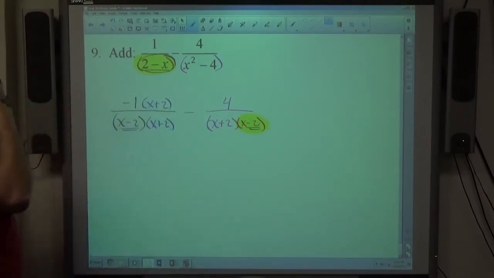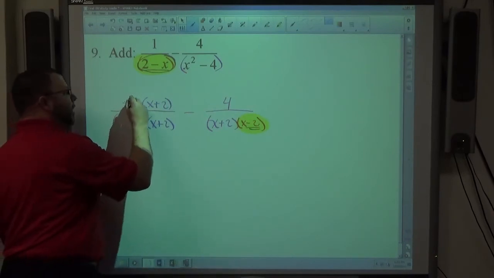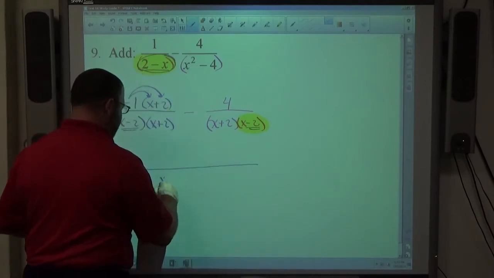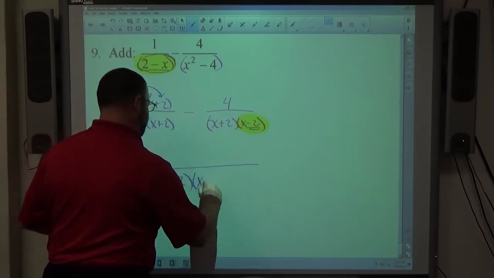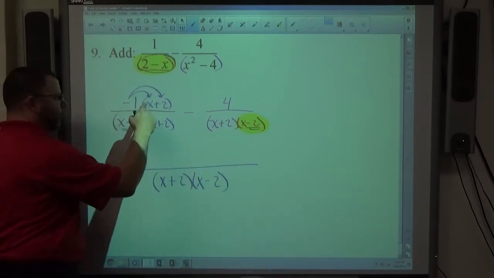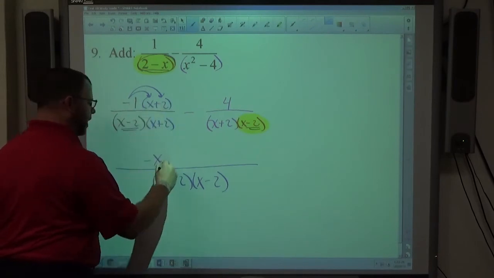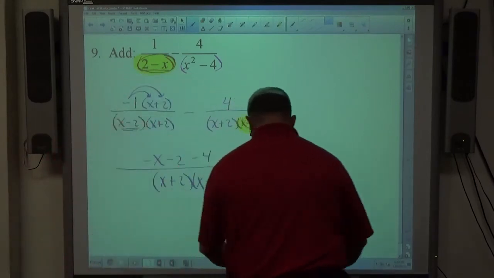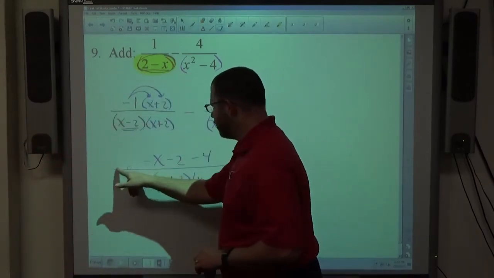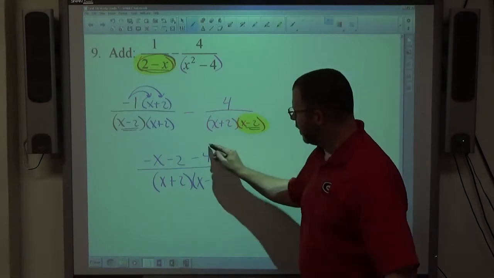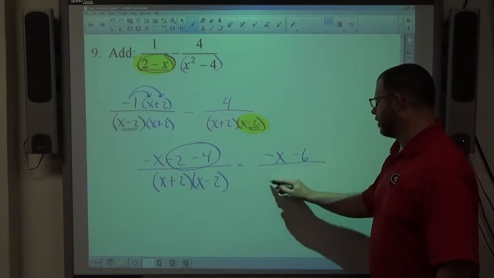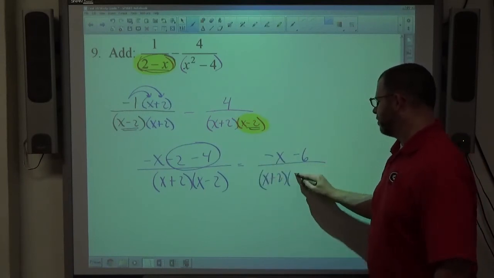And that requires me to multiply both top and bottom by the same thing, x plus 2, to make that happen. This is a -1 on top, so that -1 distributes through like so. So altogether, on the bottom, I've got my common denominator x plus 2, x minus 2. On top, I've got -1 times x, -1 times 2, minus 4. And the last step of adding fractions, if possible, we should add like terms on top. And you can see here that these are like terms. -x minus 6 over x plus 2 times x minus 2.